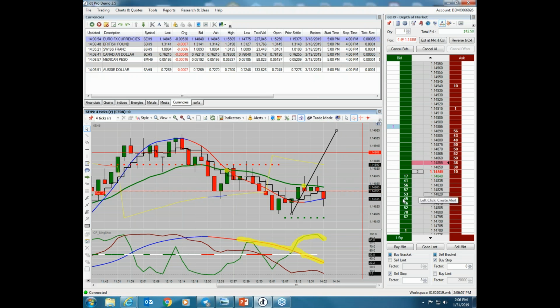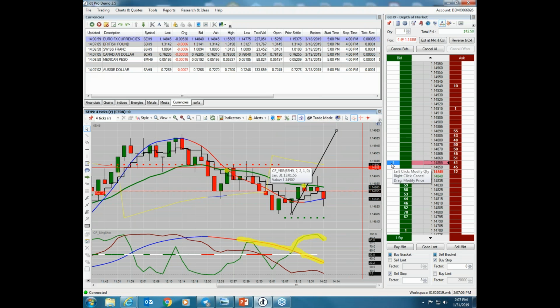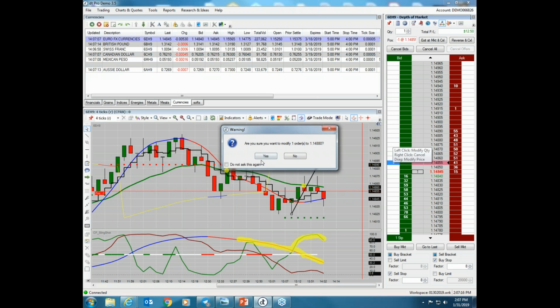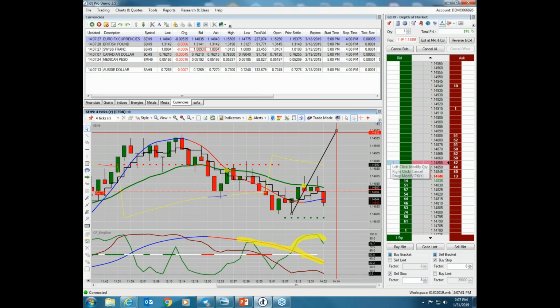All right, so here's the money management part. It's gone four ticks in our favor, right? So here's our stop. We left click over the number one and drag it down and release it. Our stop is at our entry. Again, left click, drag, release. When Michael talks about the stop going to break even, that's another way of saying put it where your entry was. The risk is off the table.